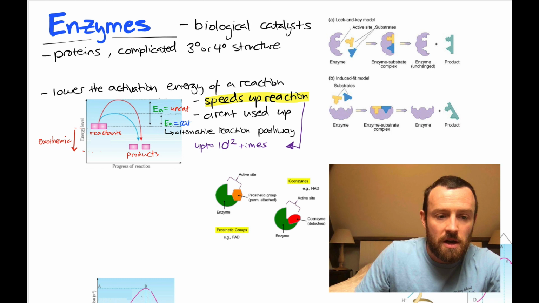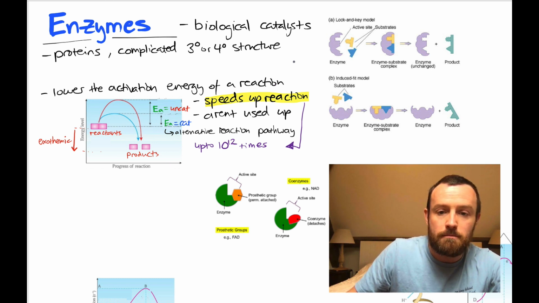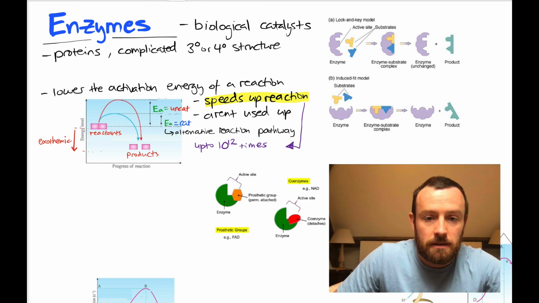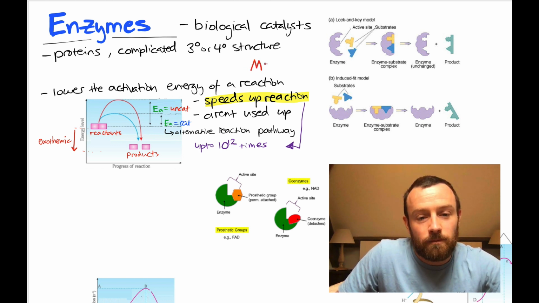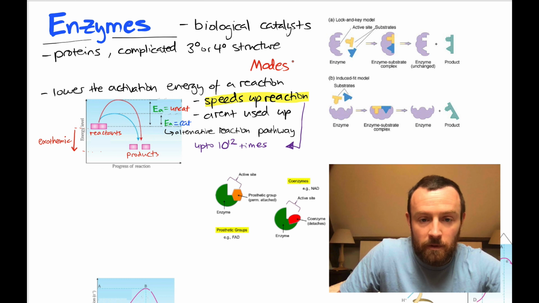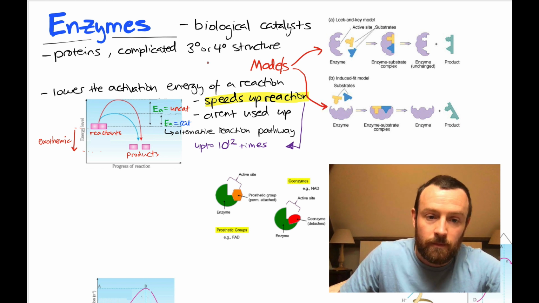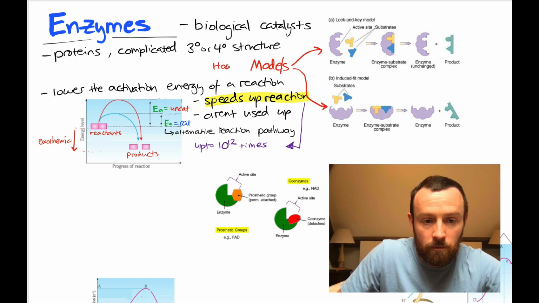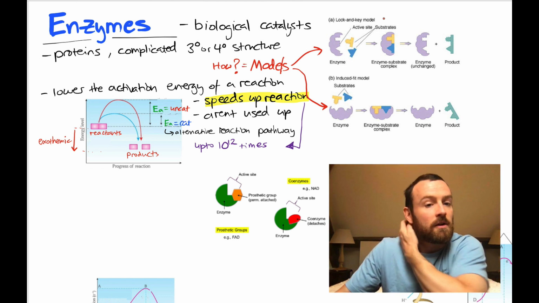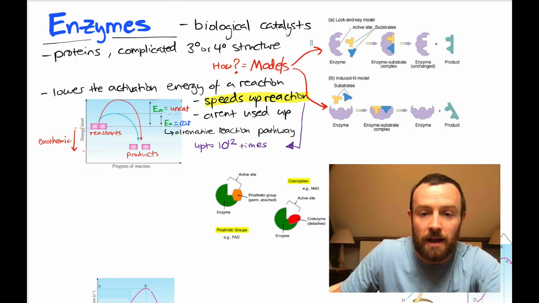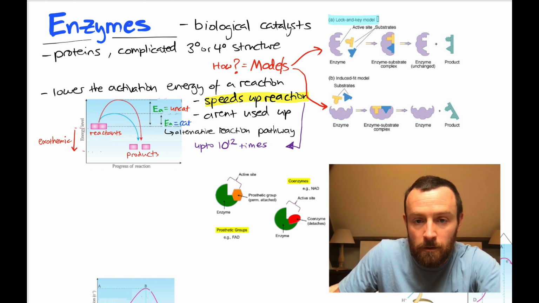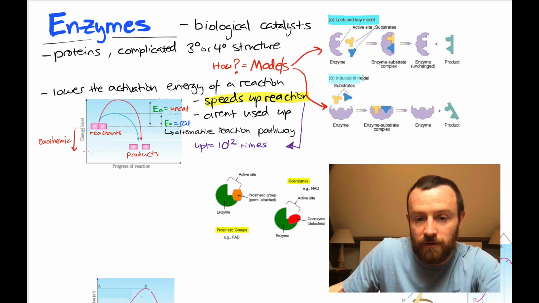Now, in terms of the method, let's go to that next. Okay, so there's two models for enzyme action. How do they work? Two models. First one is called the lock and key model, and the second one is called the induced fit model.